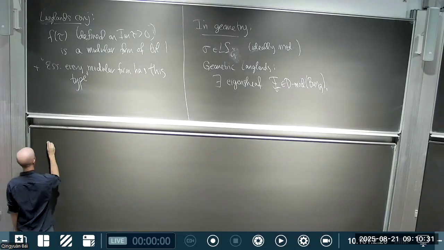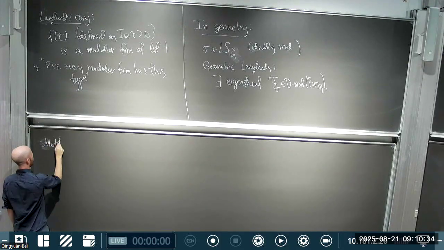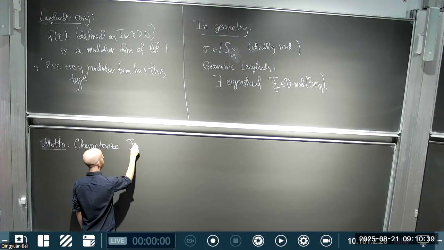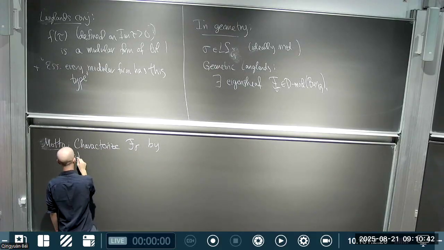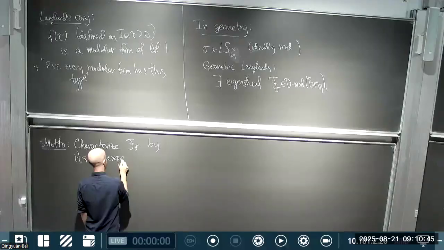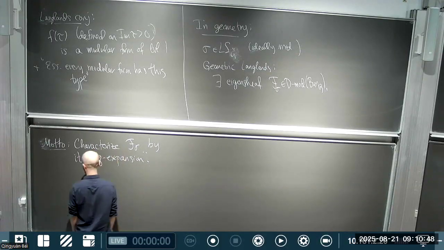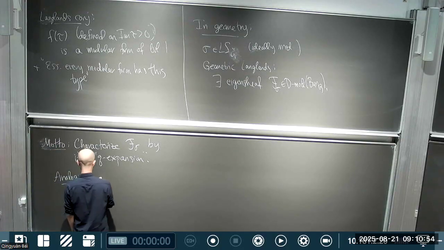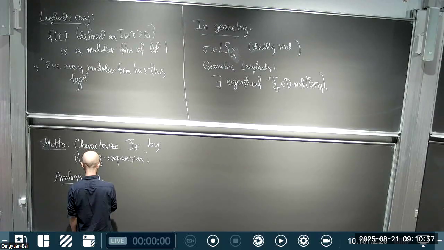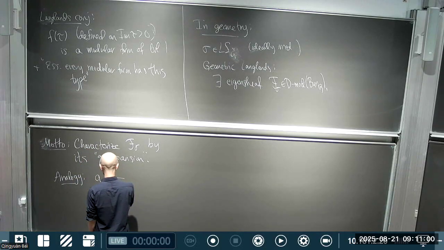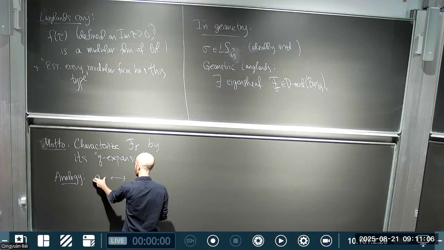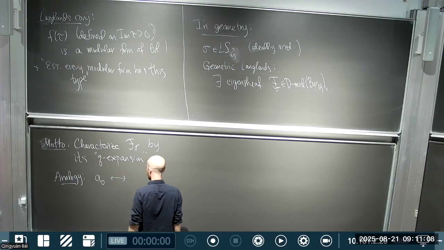So the motto is that we're going to try to characterize F sigma by its Q expansion. Here's the analogy. The first thing is that there's this operation A0 from the modular forms theory. And this is going to correspond to, here's number theory over here, automorphic forms or modular forms, and here's the geometric setup over here.